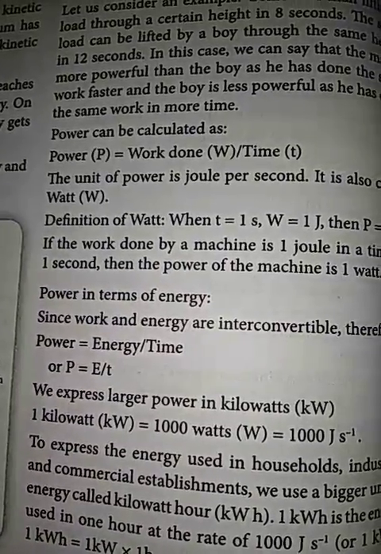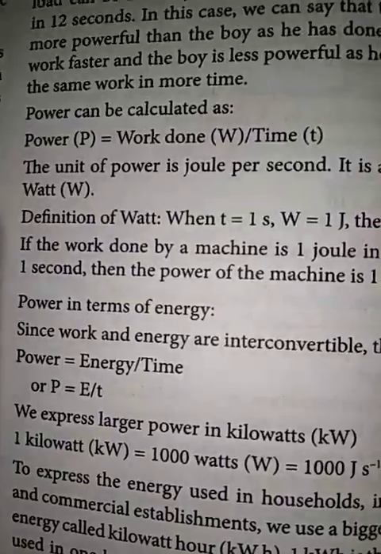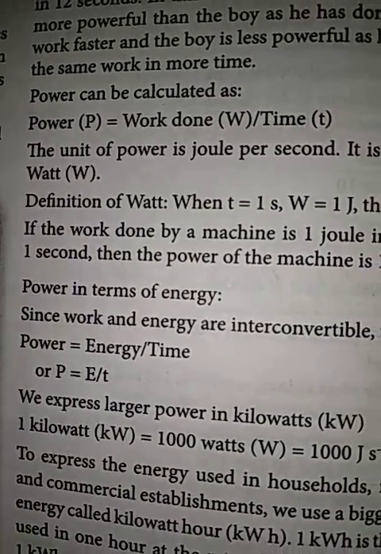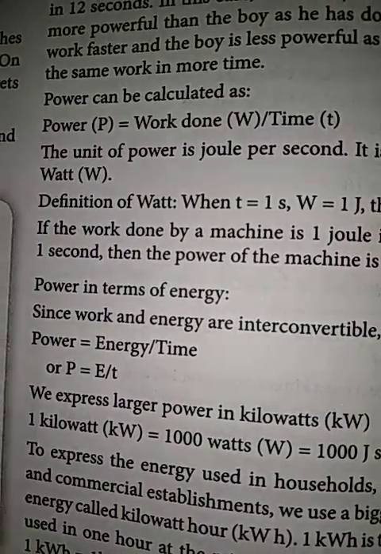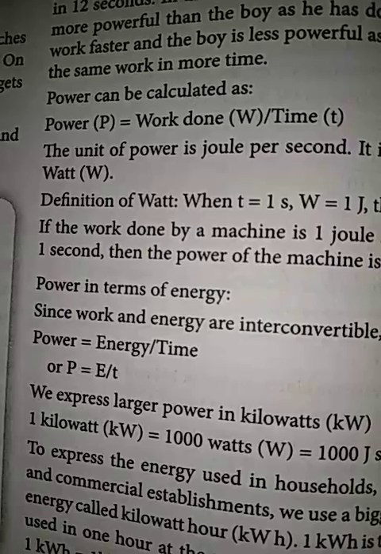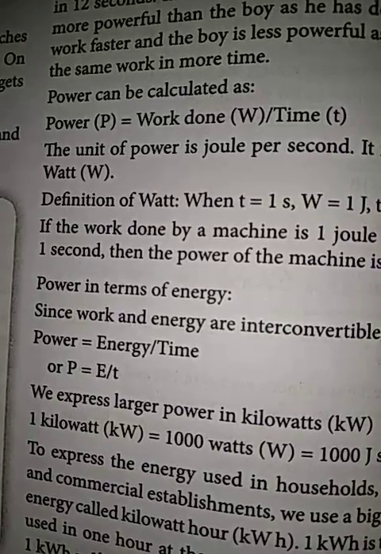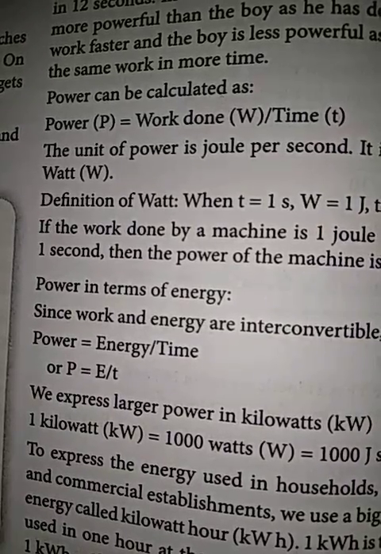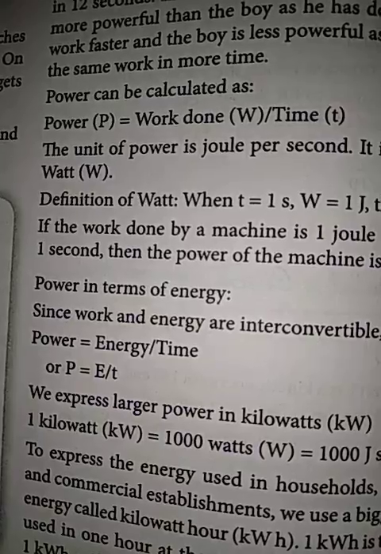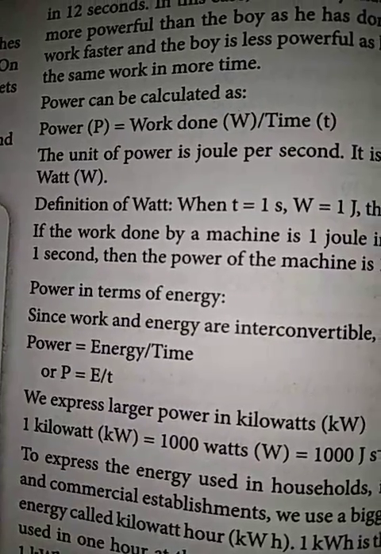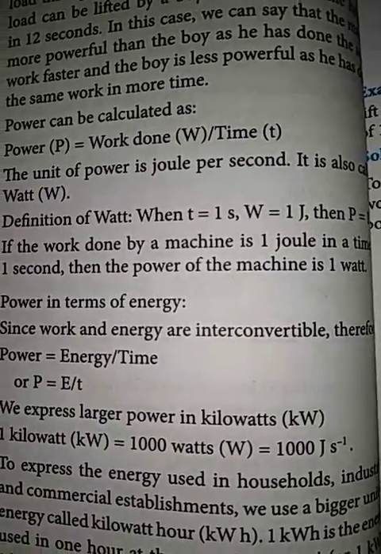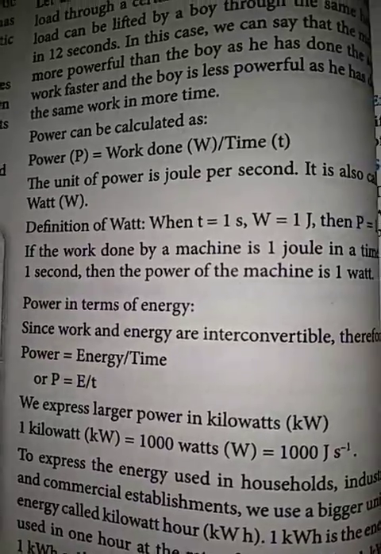So power can be calculated as work done by time. P stands for power, W stands for work done, T stands for time. So power is equal to work done divided by time, P is equal to W by T. The unit of power is joule per second. It is also calculated in watt.